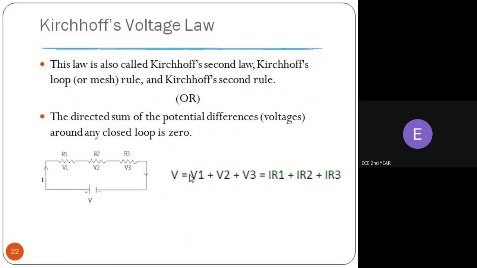Next is Kirchhoff's voltage law. This law is also called Kirchhoff's second law, which is defined for a loop. The sum of the potential differences around any closed loop is 0. So here R1, R2, R3, three individual resistances, are connected in series and excited with the voltage V. The current flowing through the closed loop is I.